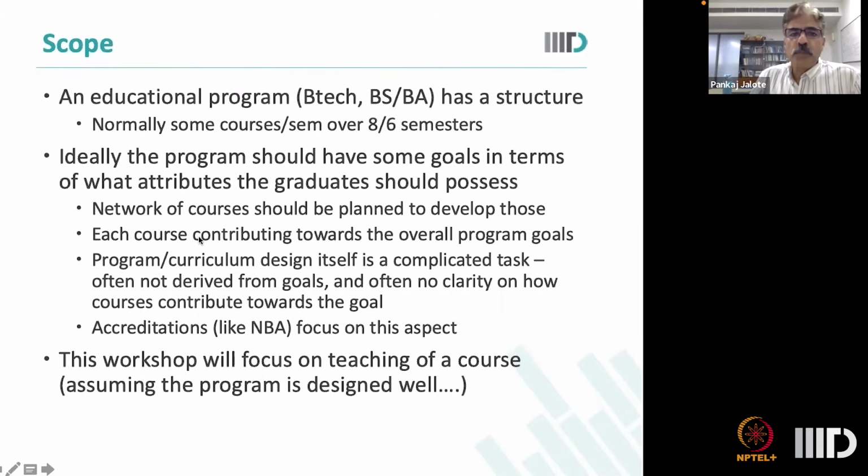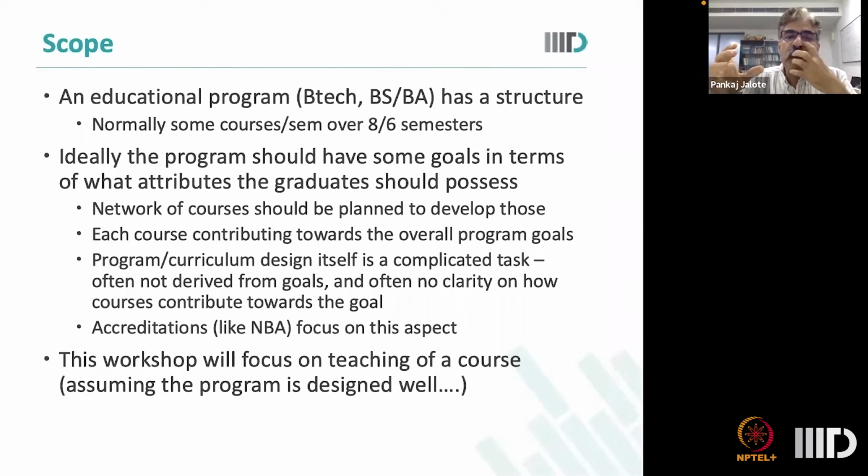So what's the scope of this module? Because education is a very, very big thing. We know an educational program, a BTech, a BS, BA, what have you, has a structure over 3, 4, 5 years. And each semester you will teach some courses.